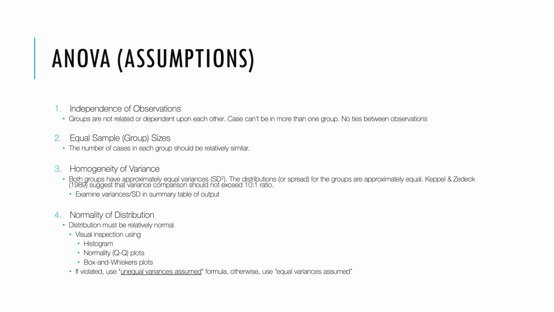So, the assumptions for ANOVA: independence of observations, equal sample sizes, homogeneity of variance, and normality of distribution. Wow, these sound very familiar. Yes, they do. And that's because they're the exact same thing as we had for the t-test. Remember, this ANOVA test is just an extension of what we have in the t-test.